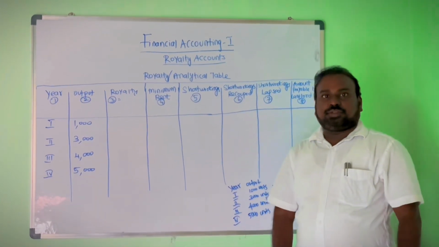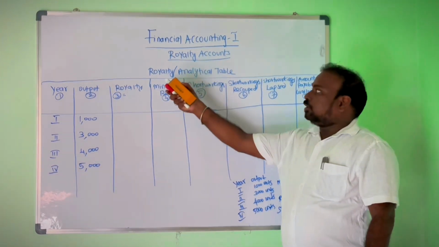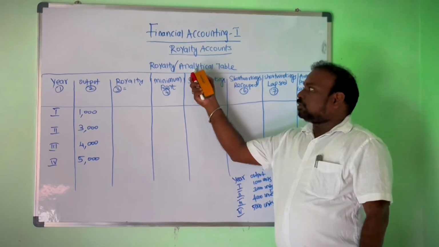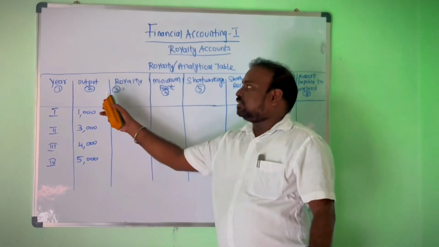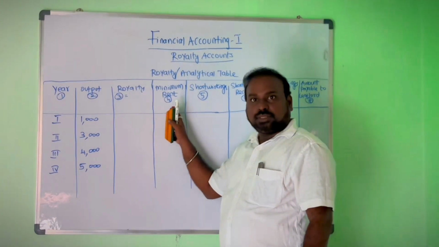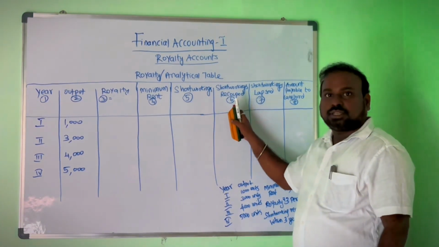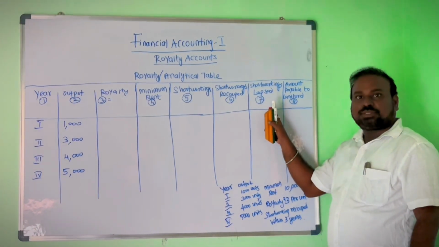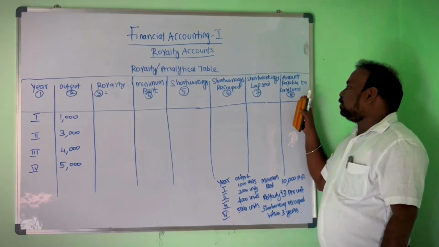Dear students, in this video we are going to see how to prepare a royalty table in royalty accounts. Royalty table can also be called as analytical table. To prepare the royalty table, you need to draw 8 columns. The first column is year, the second column is output, the third column is royalty, the fourth column is minimum rent, fifth column is short working, sixth column is short working recouped or recovered, seventh column is short working lapsed or short working irrecoverable. The last column is amount payable to landlord.